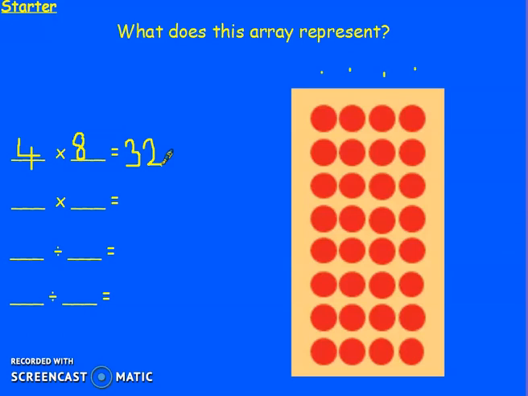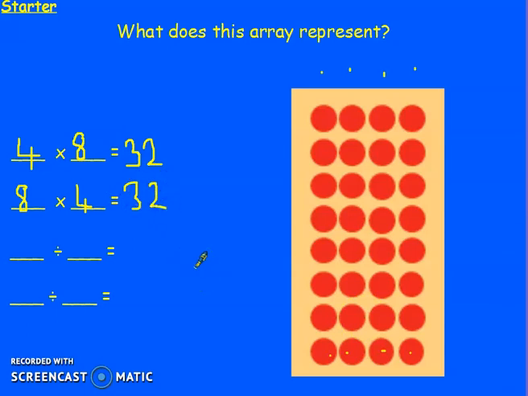What else is this array showing us? It's showing us 8 rows of 1, 2, 3, 4. So it's also showing us 8 times 4, and we know the answer is 32. Write that in your maths book.